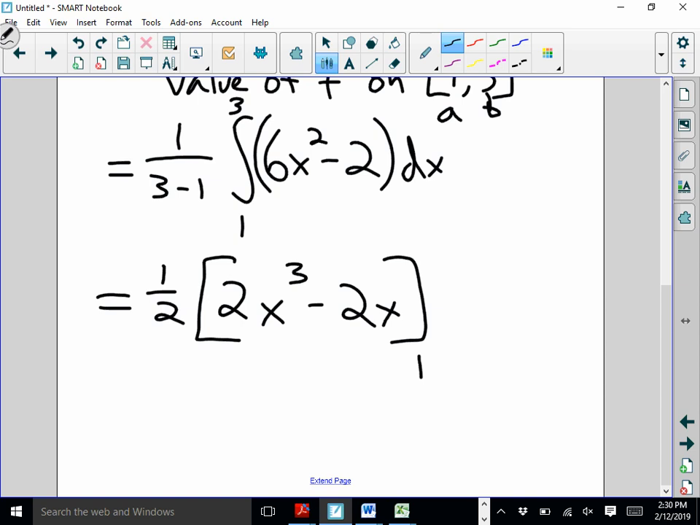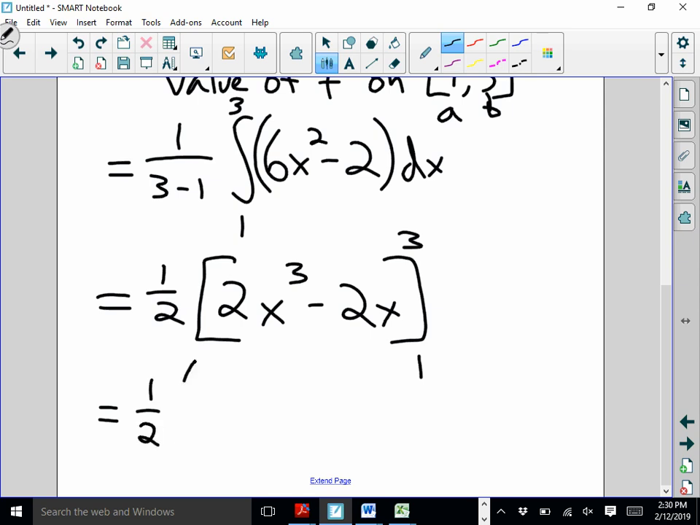And again, I should be able to stop and check right now. I didn't write the big S because I did my antiderivative. If I do the derivative of my antiderivative, I should get my original function back. The derivative of 2x cubed minus 2x is 6x squared minus 2. So I know we're good. And again, I'm going to keep writing my 1/2. Okay?